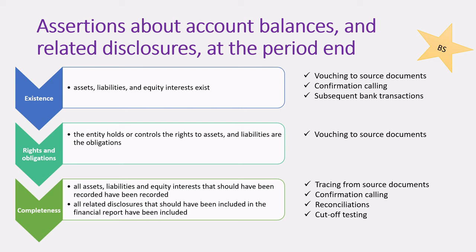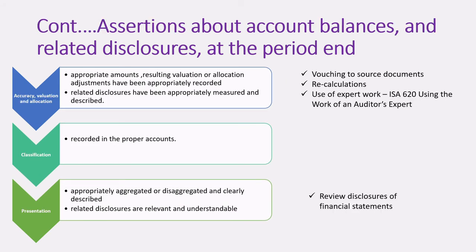And the next assertion is completeness. All assets, liabilities, and equity interests that should have been recorded, and all related disclosures that should have been included in the financial statements, have been included. So regarding disclosures, we can do a review of the financial statements, and regarding assets, liabilities, and equity, we can again do tracing from source documents, confirmation calling, reconciliations, cut-off testing at the end, many audit procedures on this assertion in relation to the balance sheet.